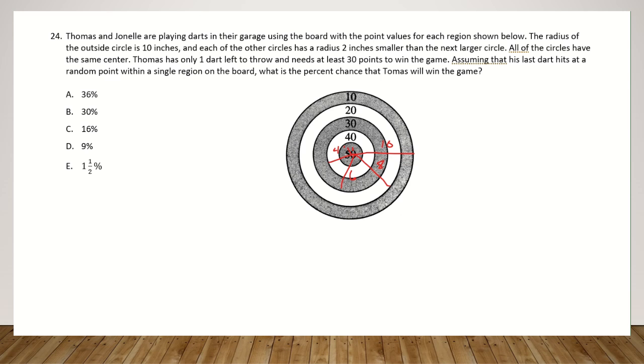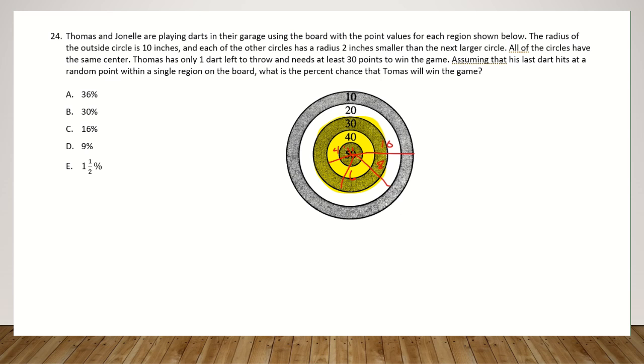Now he needs at least 30. Remember, the words at least and at most mean that the number is included. Okay, so at least means 30 is included, along with 40 and 50. That's where he would have to hit to get at least 30 points inside that yellow circle there.